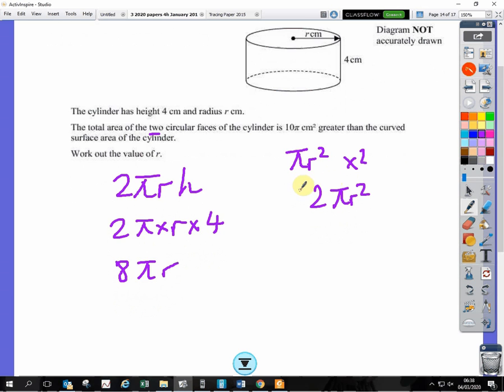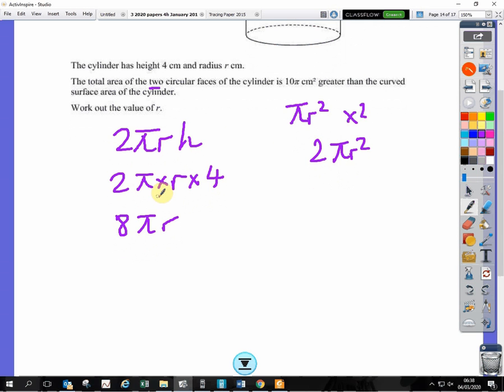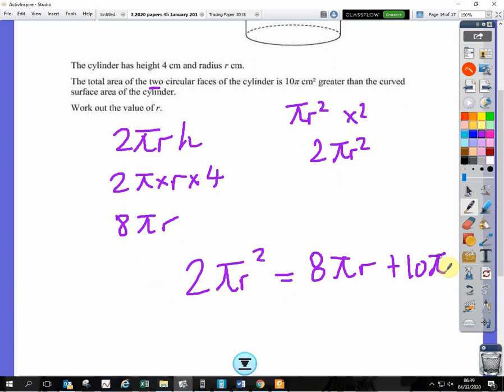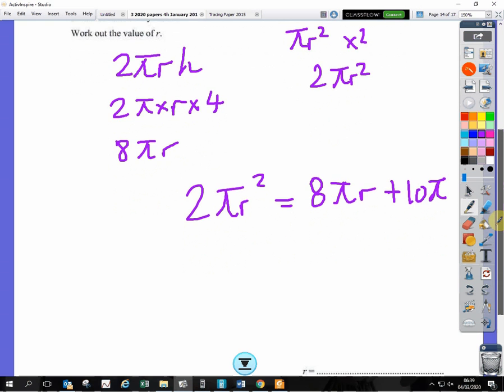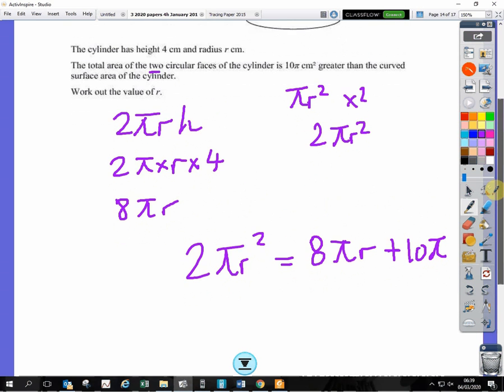And what it says is, the total area of the two circular faces is 10 pi centimeters greater than the curved surface area. So if we read the sentence carefully, the total area of the two circular faces, that's 2 pi r squared, is 10 pi centimeters squared greater than the curved surface area. So this is equal to the curved surface area of the cylinder, which is 8 pi r plus 10 pi. We don't need to write the centimeters squared. What we're asked to do here is to work out the value of r.